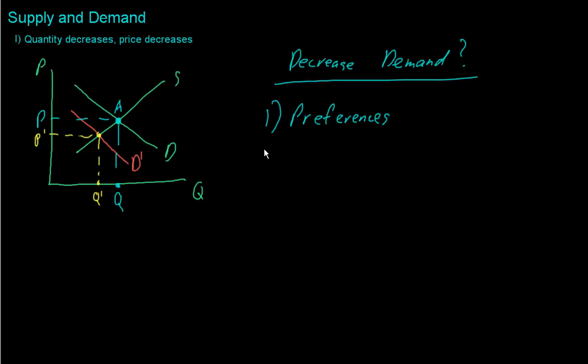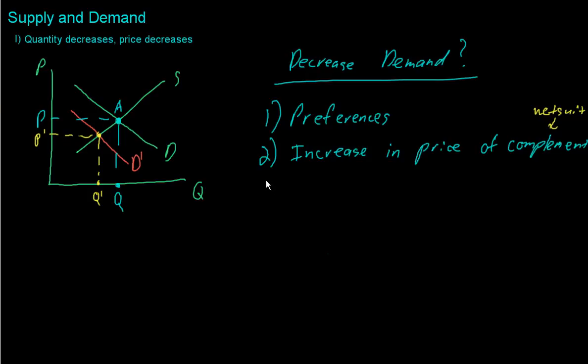The second thing is an increase in the price of a complement. So again, if you need a wetsuit to go surfing, and wetsuits are all of a sudden more expensive, now it's more expensive to go surfing and you will buy less surfboards in a large market.